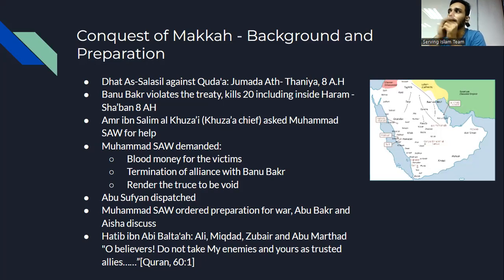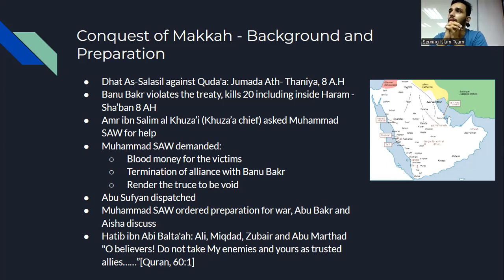Then Abu Sufyan went back to Quraysh and reported that he is not able to get any help from the people of Medina. So now the Quraysh are not willing to give the blood money. They are not terminating the alliance. And Muhammad sallallahu alaihi wasallam is not going to accept anything else. So now the Treaty of Hudaybiyah has been broken, and Muhammad sallallahu alaihi wasallam can now officially launch a war against the Quraysh.